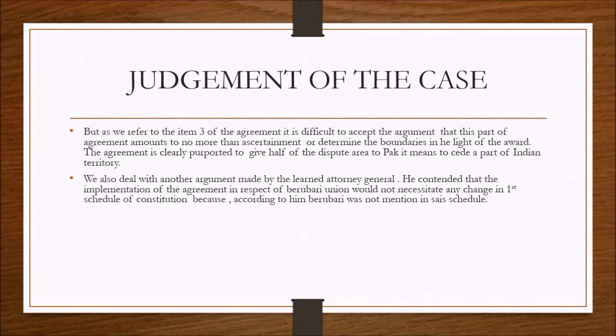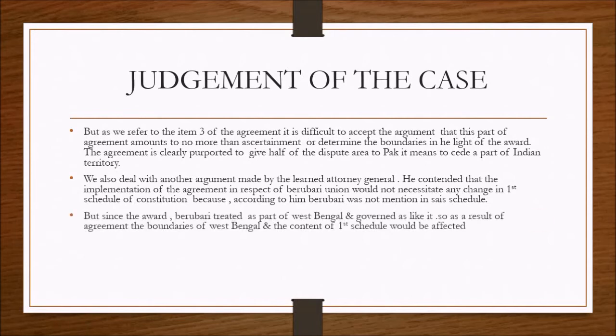We also deal with another argument made by the learned Attorney General. He contended that the implementation of the agreement in respect of Berubari Union would not necessitate any change in the first schedule of the Constitution because, according to him, Berubari Union was not mentioned in the said schedule. But since the award, Berubari Union was treated as the western part of West Bengal and governed as such. Therefore, as a result of the agreement, the boundaries of West Bengal and the content of the first schedule would be affected.